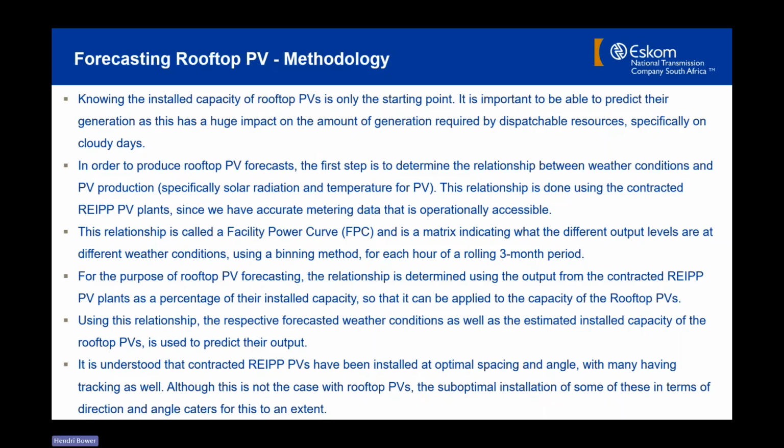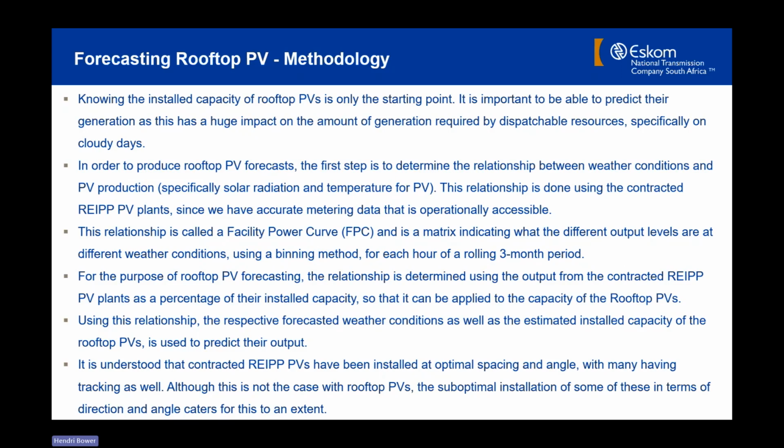So yeah, like I mentioned, for the rooftop PV, this relationship is determined using the output from the contracted renewable plants, but as a percentage of the installed capacity. Because the installed capacity is different in different areas, the percentage of the installed capacity gives the ability to apply this to the installed capacity of the rooftop PVs. So by using this relationship, the respective forecasted weather conditions, as well as the estimated installed capacity of the rooftop PV, I can then predict what their output will be.